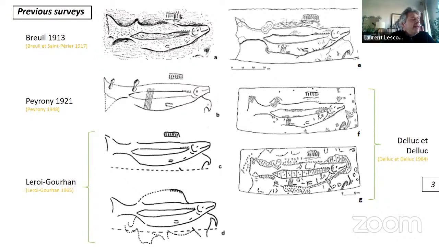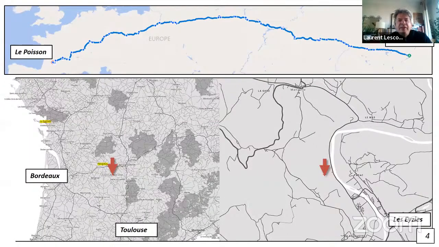In grazing light, the fish figure is relatively visible, but the traces and signs that accompany it are much more difficult to perceive and interpret. There have been few scientific interventions between Abbé Breuil's surveys in 1913 and today. The only exception is the technical study of engravings and sculptures on the ceiling conducted by the couple Delluc in 1983. So just a map with the location.